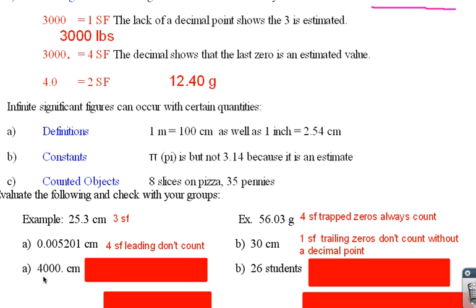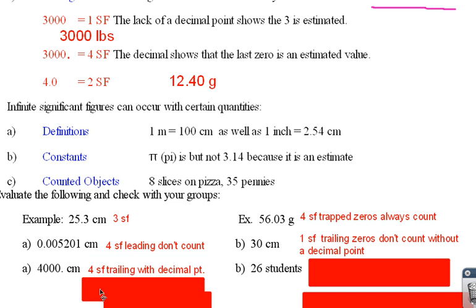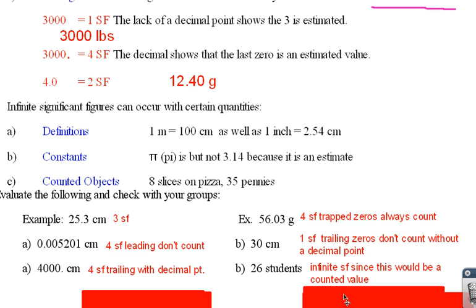For this one, we have 4,000 with a decimal. That decimal is telling us that all of these zeros are considered significant. So here we have 4 significant figures. And for the last one, this one really depends. Did you count 26 students, or did you estimate it was 26 students? I was thinking, in this case, that someone went around and counted the students. And if you counted the students, then it would be an infinite number of sig figs.